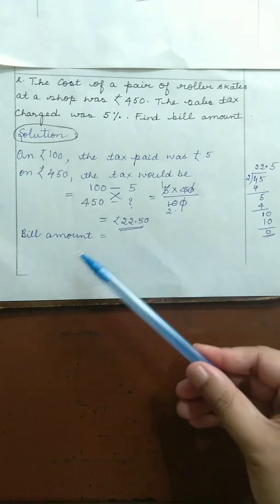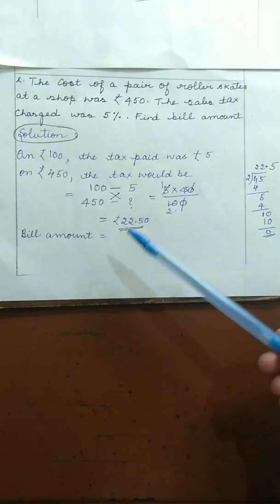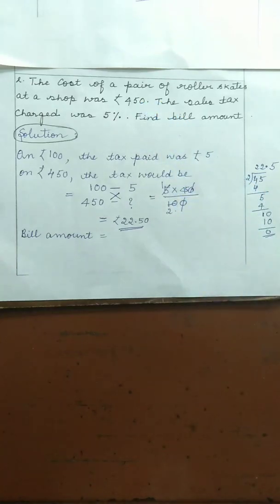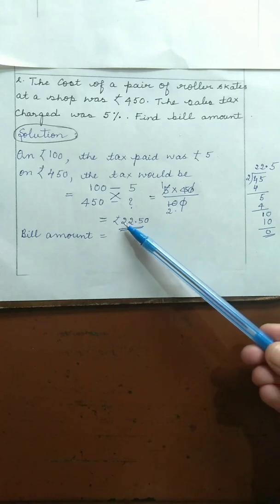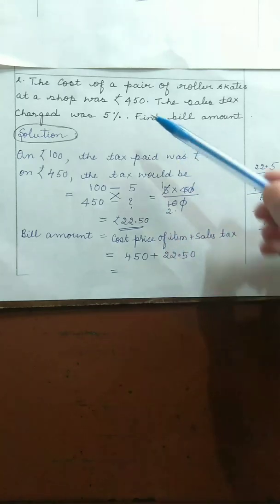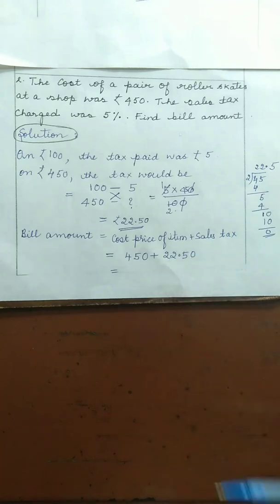Then we need to calculate the bill amount. In order to calculate the bill amount, we know the cost price of the item is rupees 450. Then sales tax is equal to rupees 22.50, 22 rupees 50 paise. Now we shall add those two so that we will get the bill amount. Therefore, bill amount will be equal to cost price of the item, rupees 450, plus sales tax, the value 22.50.